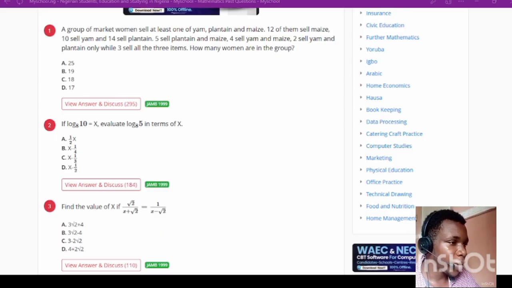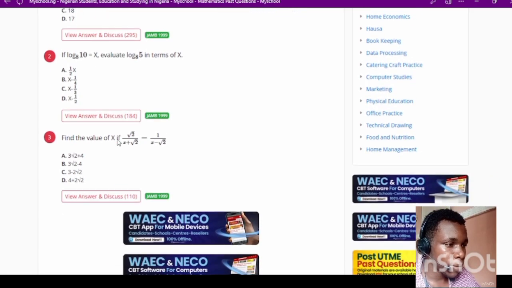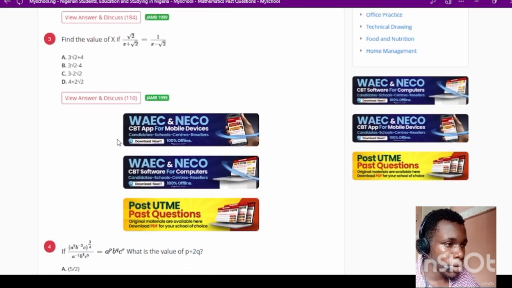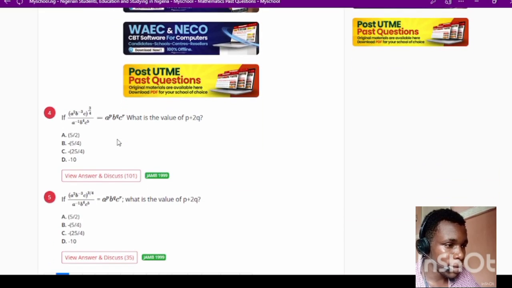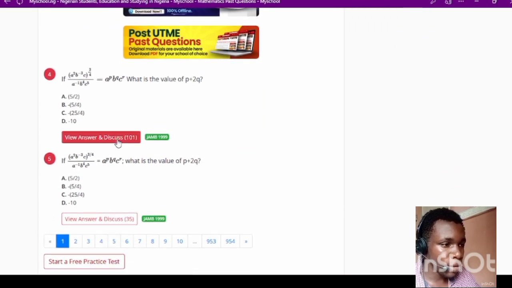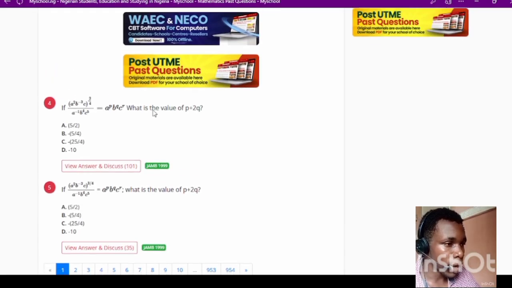So as you can see, we have a set of questions here. Number one, which comes from JAM 1999, is on sets, and number two is on logarithm. Number three is on surd or surdic expressions. Number four is on indices. And I think due to a glitch, the number four question was also repeated on number five, and as such, once we solve four, that accounts for five.